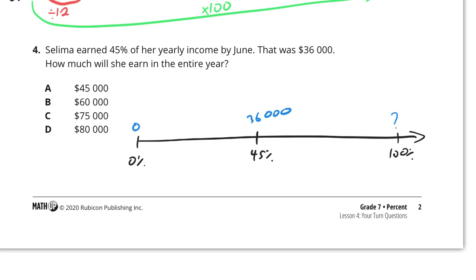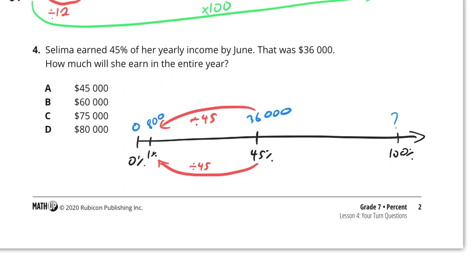$36,000. I'm going to divide this. What we're going to do is we're going to take one step to get to 1%, and then another step to get to 100%. So how do we get from 45% to 1%? We divide it by 45. And if we do that to the bottom, we've got to do the same to the top. Dividing by 45. So 36,000 divided by 45 is going to be 800.